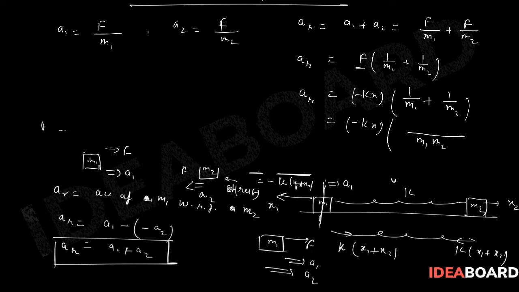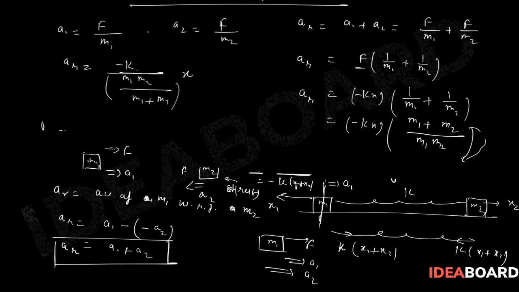So this is m1 m2, and in the numerator this will be m1 plus m2, right? So what I can do here, I can write A relative is equal to minus k, and this mass can be written as m1 m2, and this can be written as m1 upon m2, right? Can we write like this? Yes, definitely, because this numerator can be taken into the denominator of m1 m2, and then we have that x.